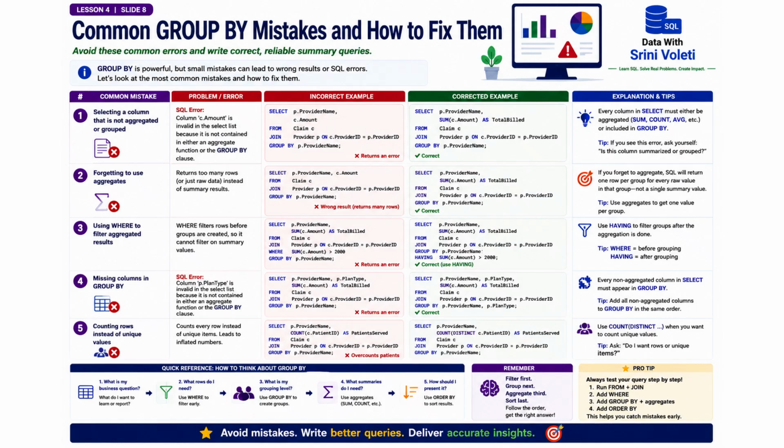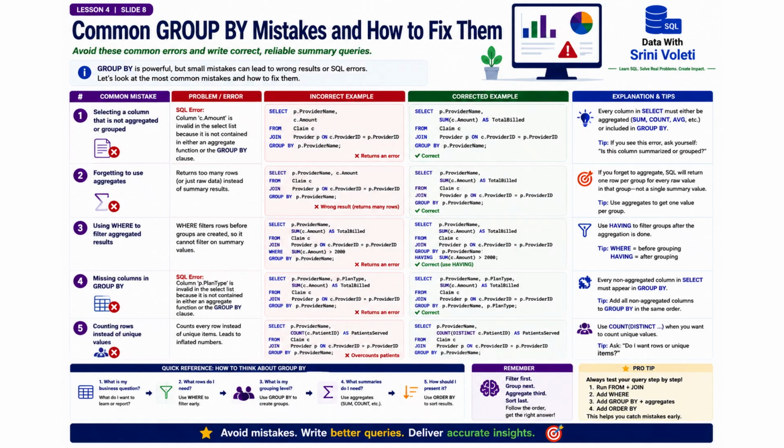Add every non-aggregated column to the group by clause. This keeps the query logical and removes the error. Mistake number five. The last mistake involves counting rows instead of counting unique values.